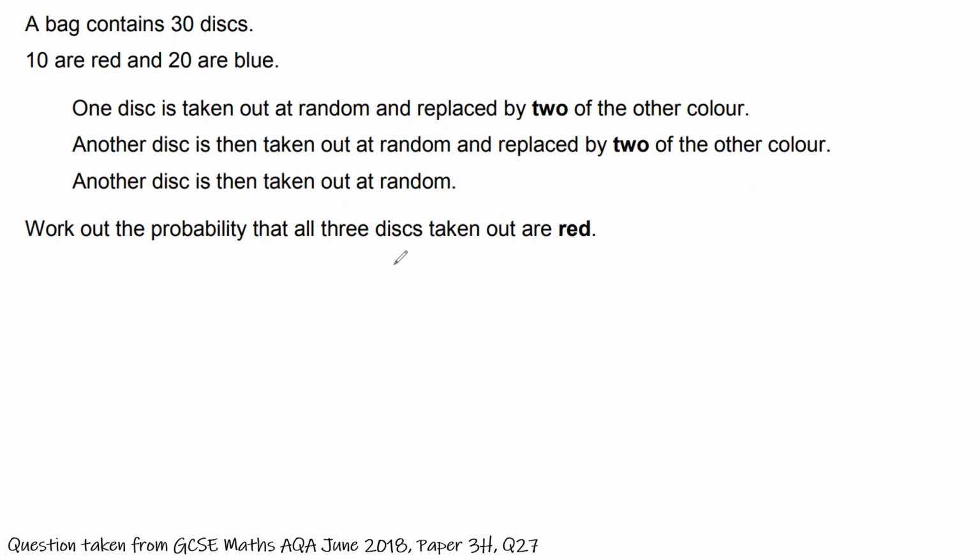So it's a probability question. We've been told that we've got a bag with 30 discs in it. 10 of them are red and 20 of them are blue. One disc is taken out at random and replaced by 2 of the other colour. Then another disc is taken out at random, again replaced by 2 of the other colour, and then a third disc is taken out. And they've asked us to work out the probability that all 3 of the discs that are taken out are red.